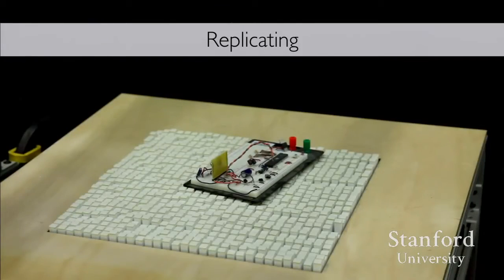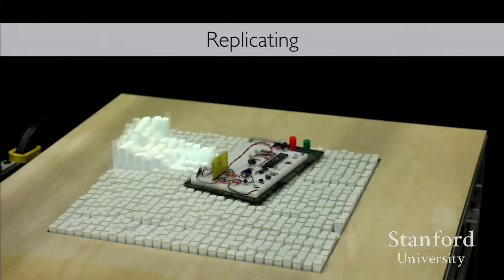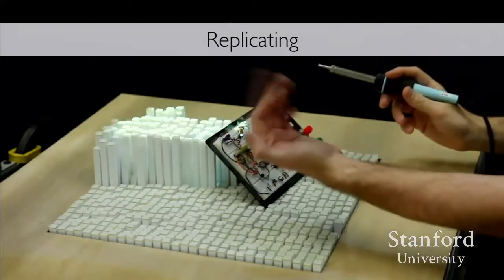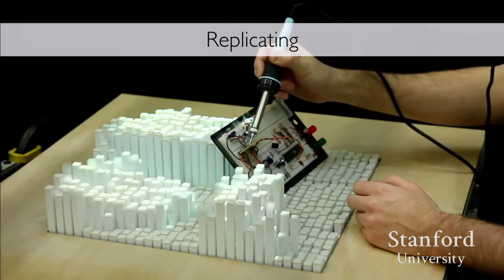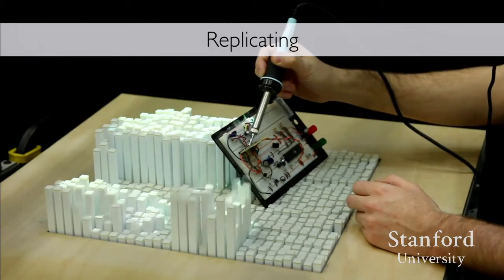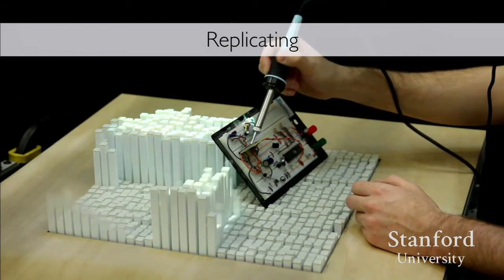But you can also think about replicating hands. So here, if I'm helping someone with a soldering task or something, I can lock a hand and freeze a hand there, but still have two hands to do something else.